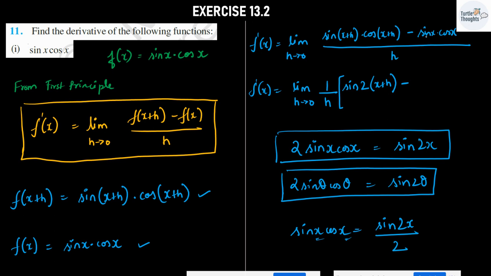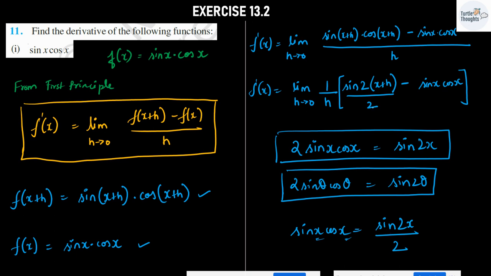What do we get over here? What will I be getting over here? It will be just sin x cos x. Yes. So I can write sin x cos x. Here I'm going to have divided by 2 as well.